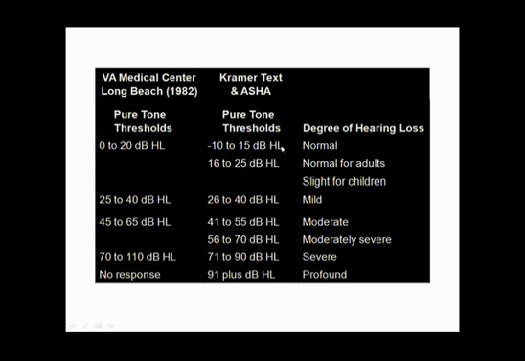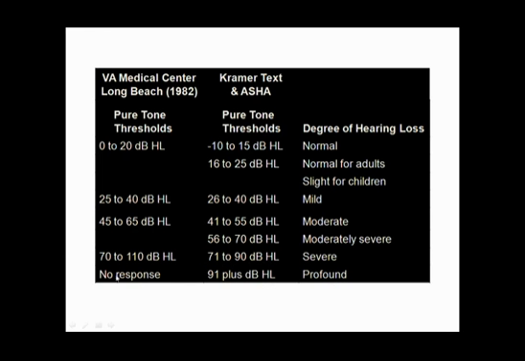0 to 20 represented normal for adults at the VA hospital, which doesn't actually test children. And then a moderate loss was considered from 45 to 65 in the VA. According to ASHA, it's 41 to 55. There was no category for a moderately severe loss at the VA at that time. And then 70 to 110 dB HL represents a severe loss for the VA back in 82, but 71 to 90 represents a severe loss.